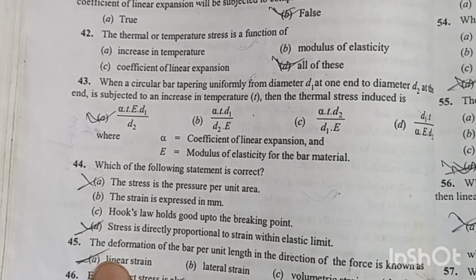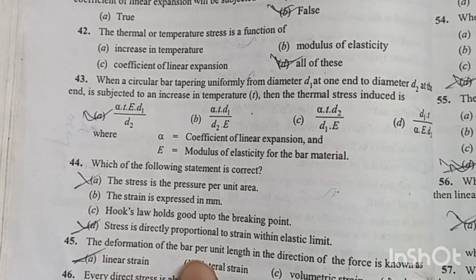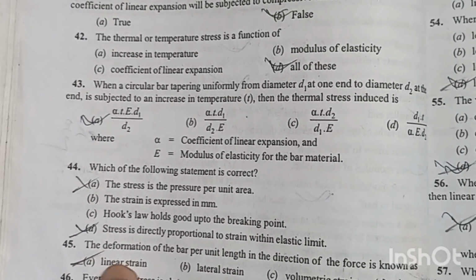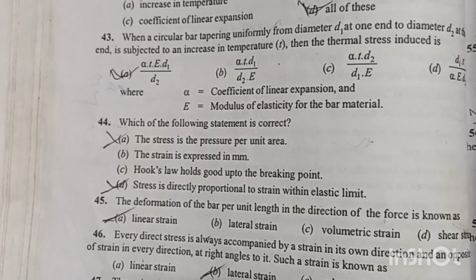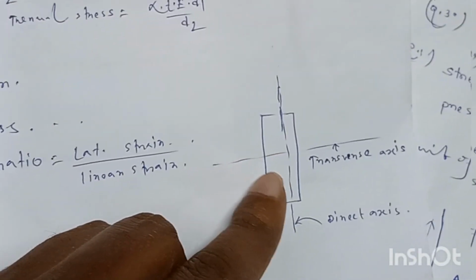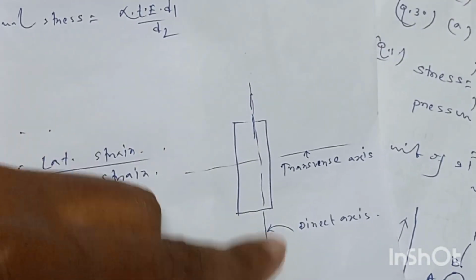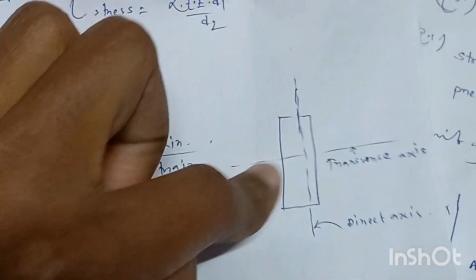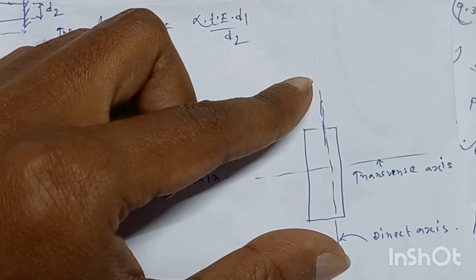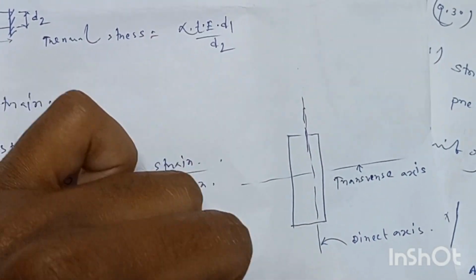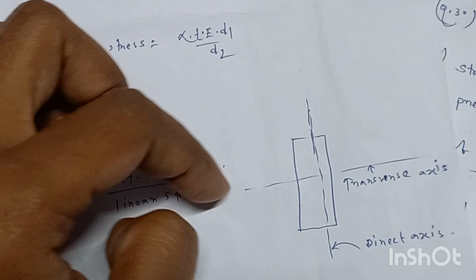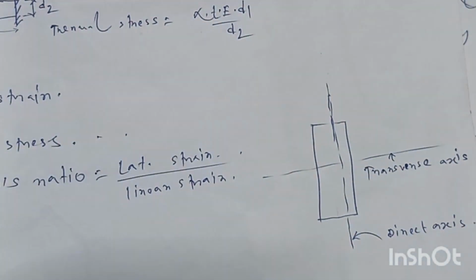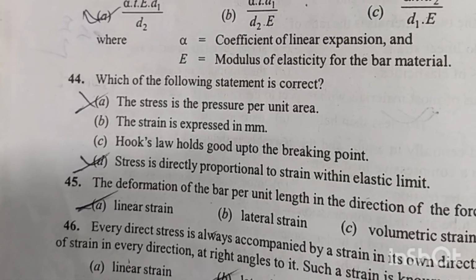Next question 45. The deformation of the bar per unit length in the direction of force is known as linear strain. So friends, keep in mind the deformation. Suppose this is a body, this is the linear direction, and this is the transverse direction. Whenever deformation or change in length takes place along this direction, it will be called linear strain, and when the strain is along this direction, it will be transverse strain. For question number 45, option A will be correct.